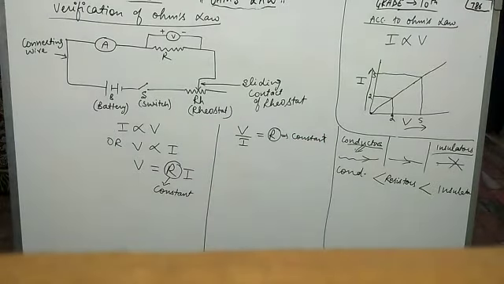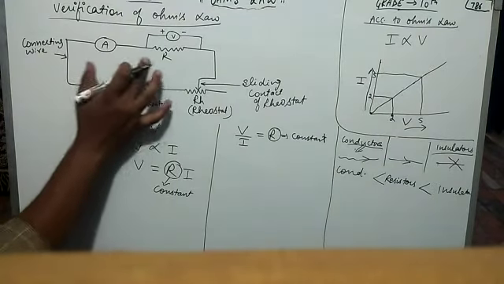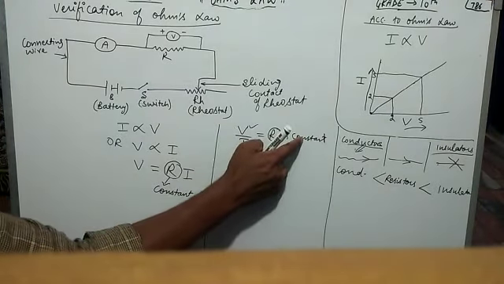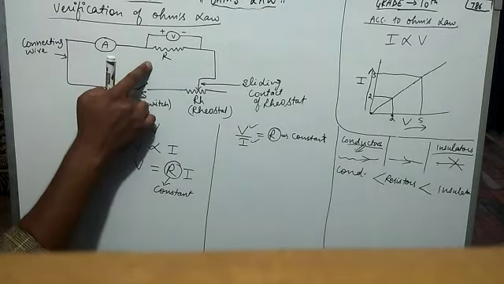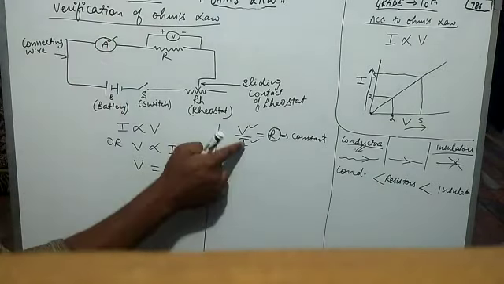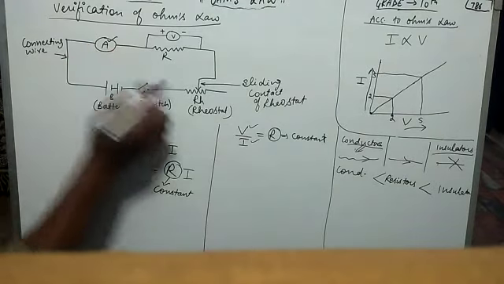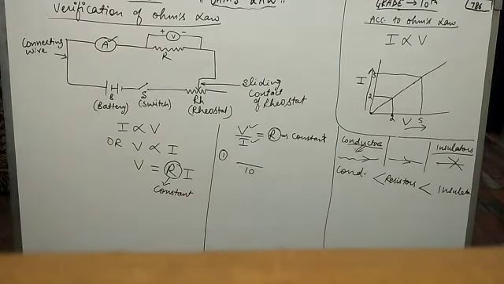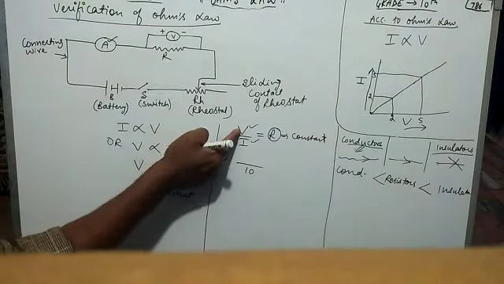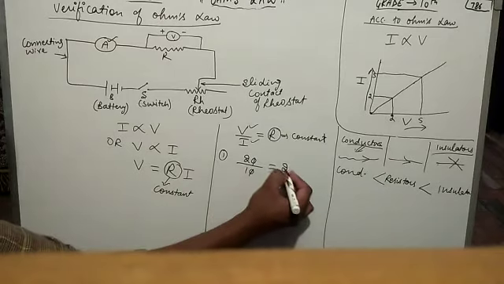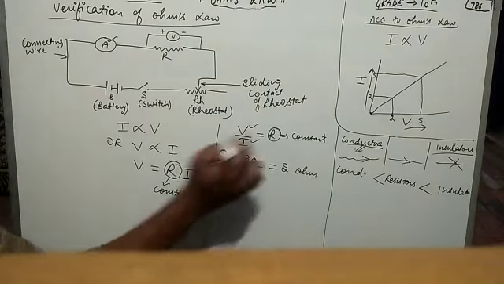Now if in any circuit the ratio of V and I is always constant, then Ohm's law is verified. For example, this is an ammeter. Ammeter gives the reading of current. In the first case, let the value of current be 10 ampere. This is a voltmeter, which gives the value of voltage, let it be 20. So the value of R comes out to be 2 ohm.